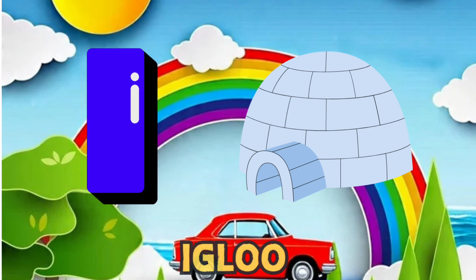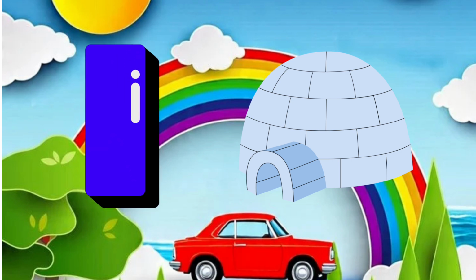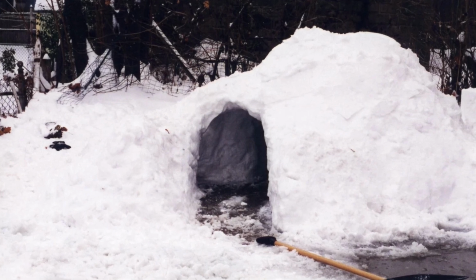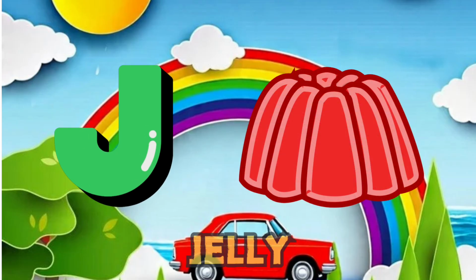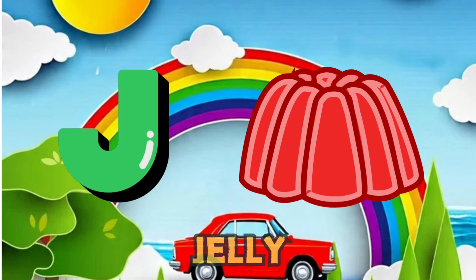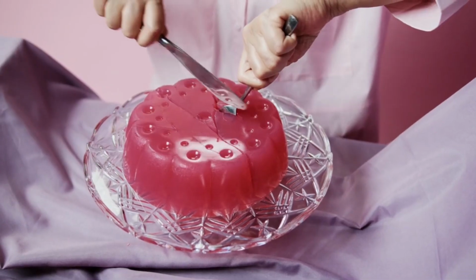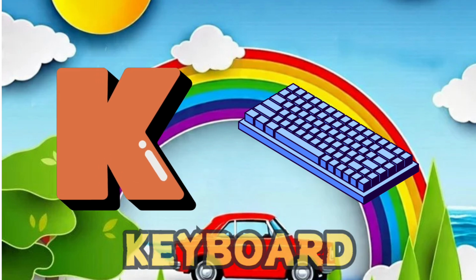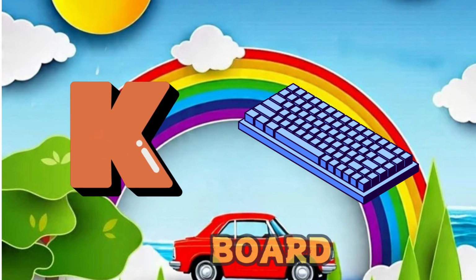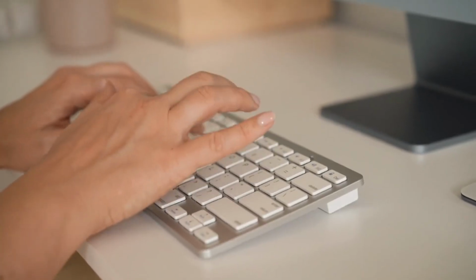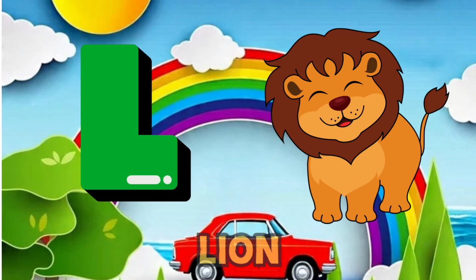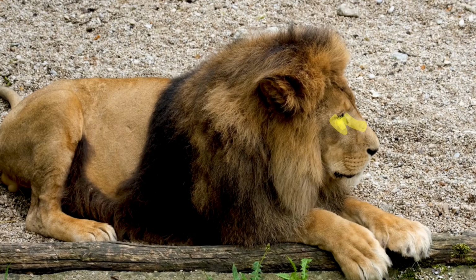I for igloo. J for jelly. K for keyboard. L for lion.